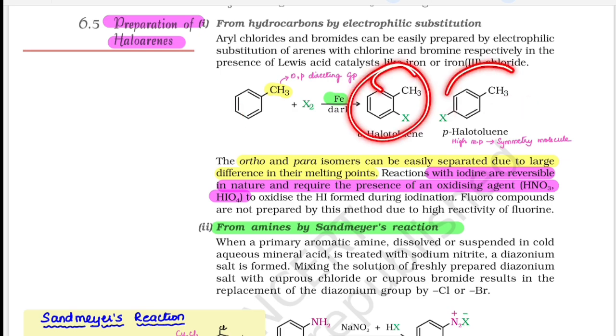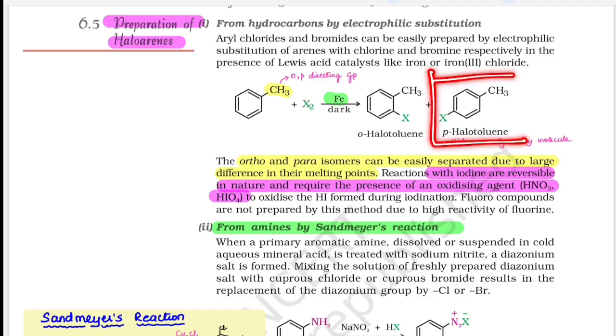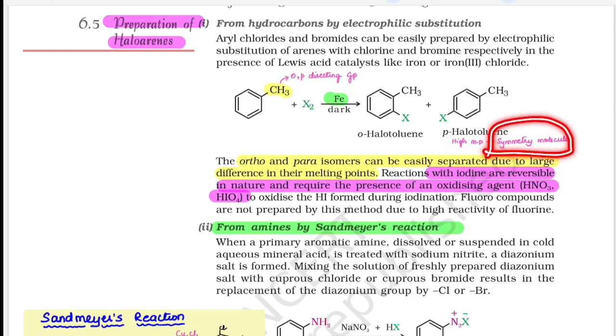This ortho and para product can be separated easily because they have a huge difference in their melting points. The melting point of the para product is high compared to that of the ortho product. The reason for that is that it is a symmetrical molecule.